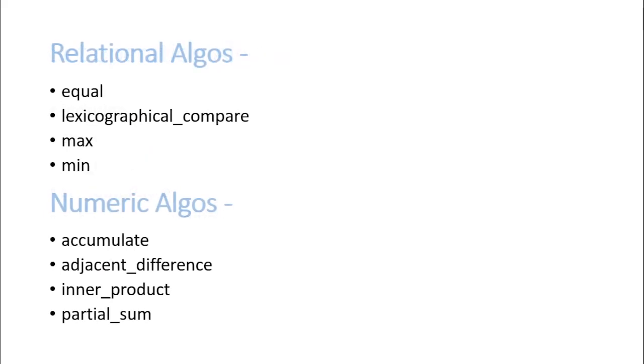And there are other algorithms, like relational algorithms, like equal or lexicographical compare to compare two things lexicographically, or min or max to get the minimum value or the maximum value from a certain range or sequence.